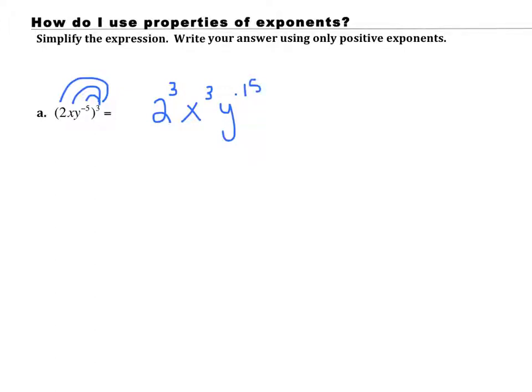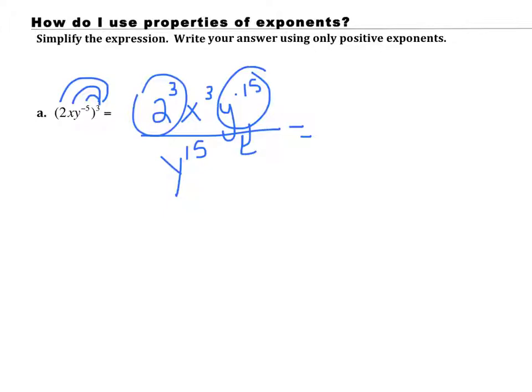So now I'm going to leave my 2 to the third power and the x to the third power alone right now, and I'm going to move my y to the negative 15th power down. So I'll have y to the 15th power. And now whenever you have numbers with variables, it's good to simplify, so I'm going to simplify that by taking 2 to the third power, which is 2 times 2 is 4, 4 times 2 is 8. So this answer is going to be 8x to the third all over y to the 15th.